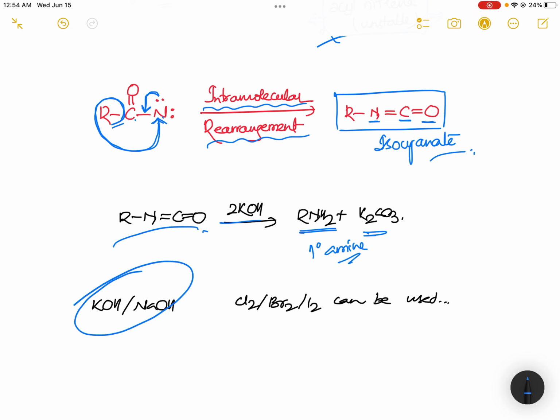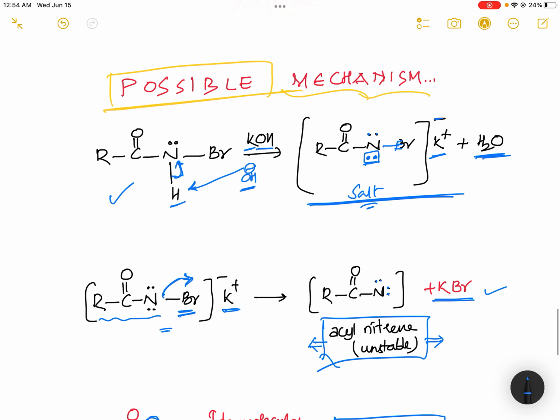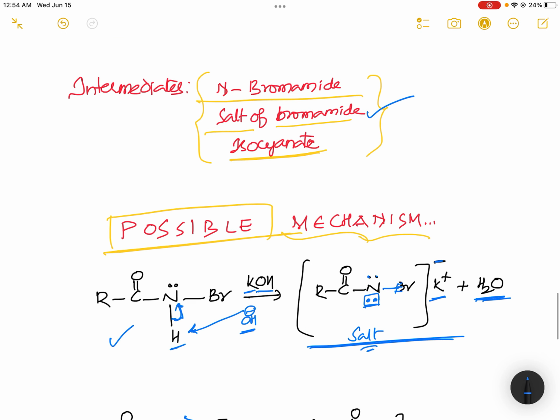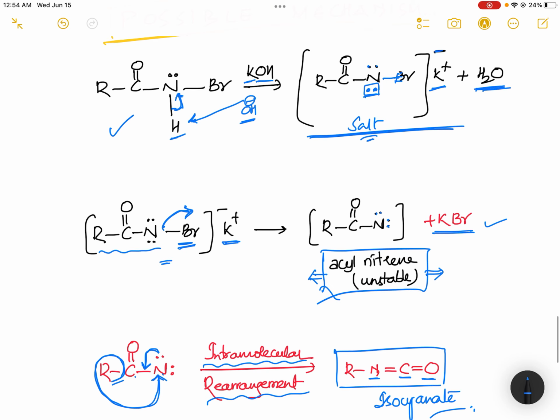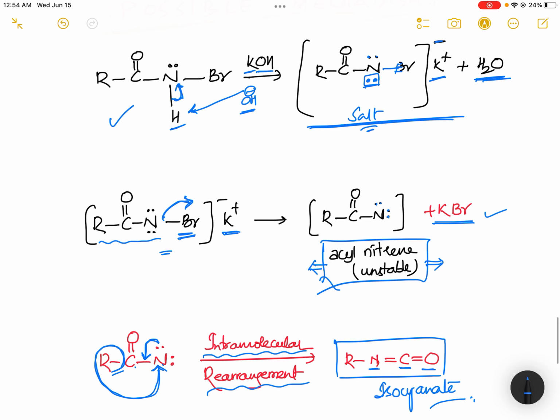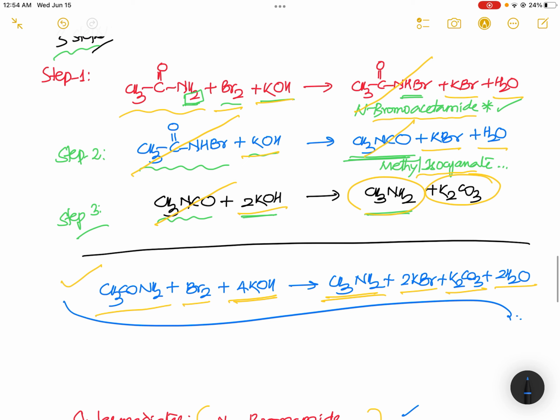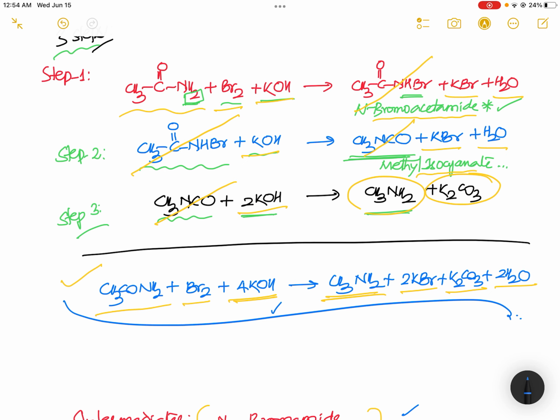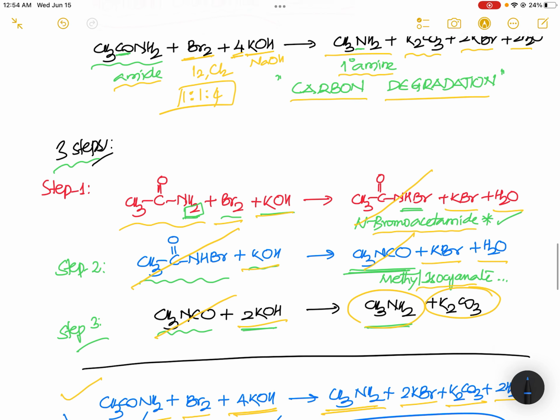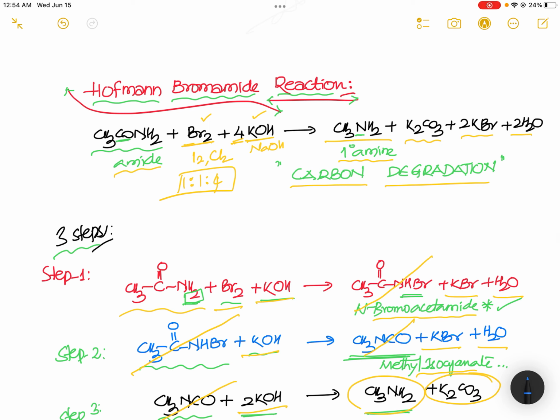In place of KOH, you can use NaOH. In place of bromine, chlorine and iodine can also be used. Very, very, very special reaction. Its mechanism is not actually known. The possible mechanism is what we were just discussing. These are the steps, and the intermediates are these: N-bromoamide, salt of bromoamide, isocyanate. Isocyanate also you can take as an intermediate. In some books you can see the acyl nitrene also given, but acyl nitrene is actually unstable. But that is an intermediate, and these are the steps. For every 1 mole of bromine, 4 moles of KOH is required, and 1 carbon will be short in the product. That's it for the very special Hofmann bromamide reaction.